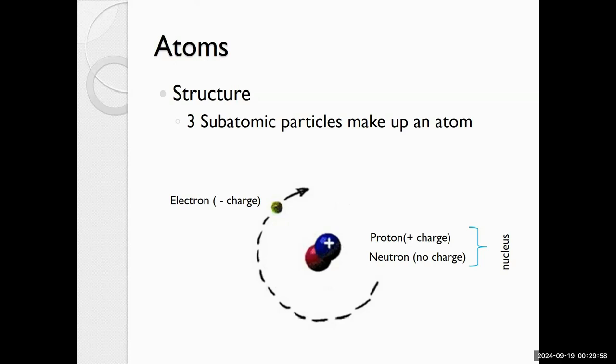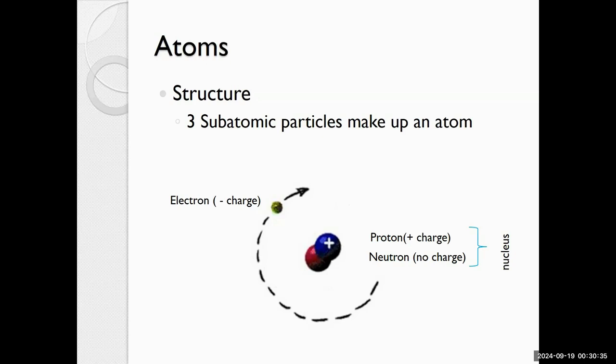Oftentimes in science, you can break down a word to understand its meaning and its root relationships. So proton, that pro is a prefix for positive. Neutron sounds a lot like neutral. That tells us it has no charge. Electron, think electricity, and getting hit with that would be a bad thing. So that's a negative charge associated with it.